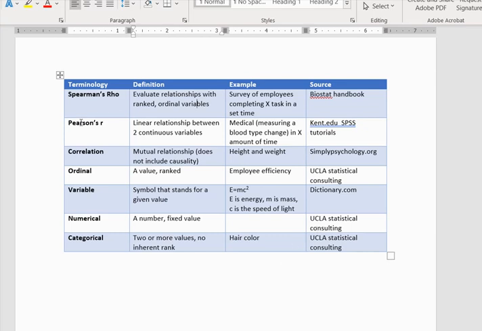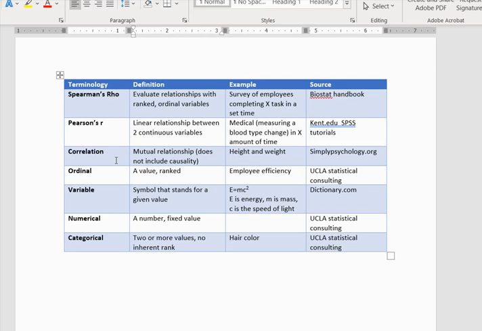So then I go down to the next one. Well, Pearson's r. What's the difference between Spearman's rho and Pearson's r? Well, Pearson's r is a linear relationship between two continuous variables. An example might be in medical, measuring a blood type change across a period of time. And then correlation, making sure that I have somewhere in there that causality is not part of the correlation.